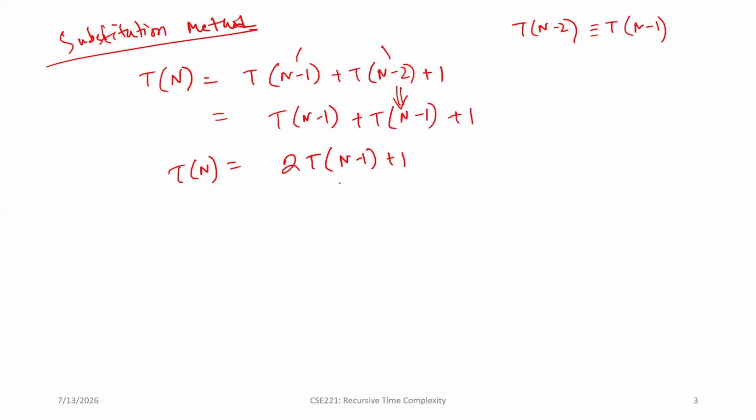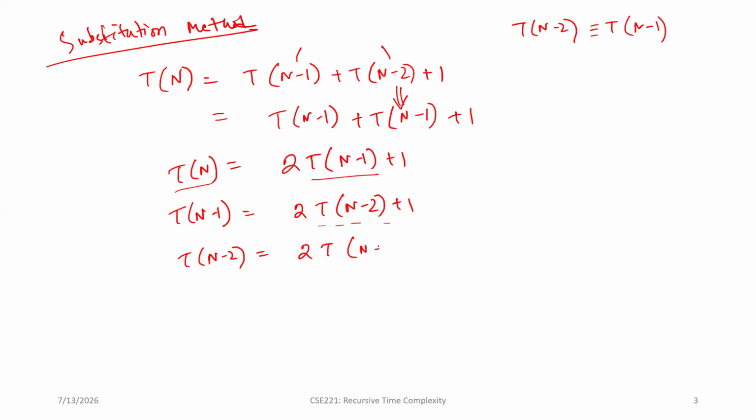Now the actual task begins. To find T of n, we need to find T of n minus 1. T of n minus 1 should be twice T of n minus 2 plus 1. And we also need to find T of n minus 2 for that. T of n minus 2 should be twice... I'm just repeating the same formula for different values of n.